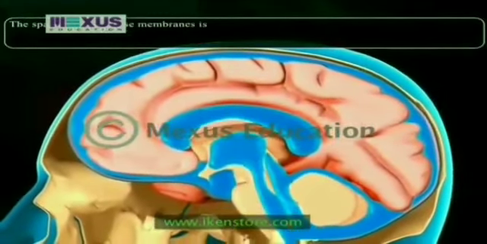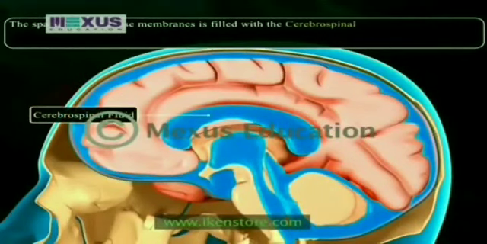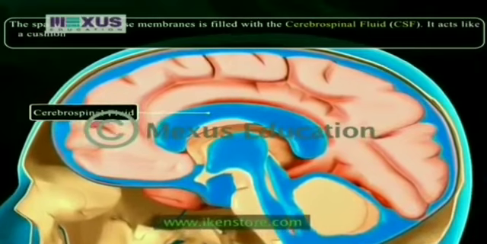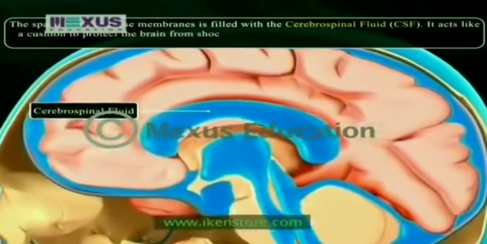All the spaces between these meninges are filled with cerebrospinal fluid, that is CSF, which is a lymph-like extracellular fluid. The next part is CSF, that is cerebrospinal fluid.